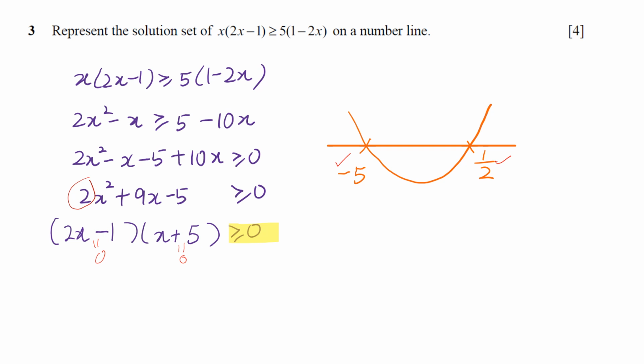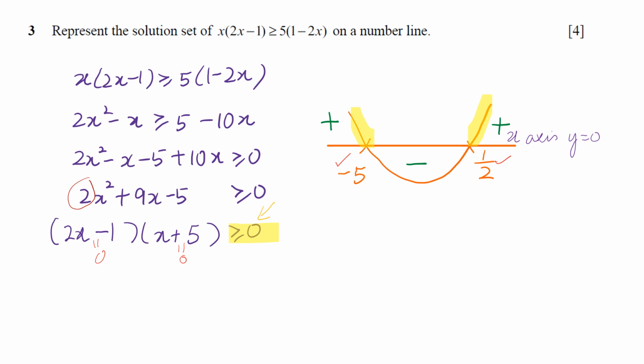Okay, identify the region. This is our x-axis, which is y equals to 0. So above it will be positive, and below it will be negative. So which region are we interested in? Yes, the one that is highlighted in yellow. I want it to be positive. So the region I'm interested in will be the one highlighted in yellow.